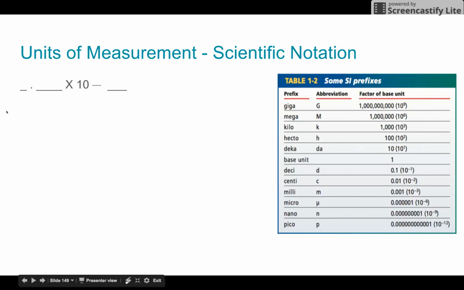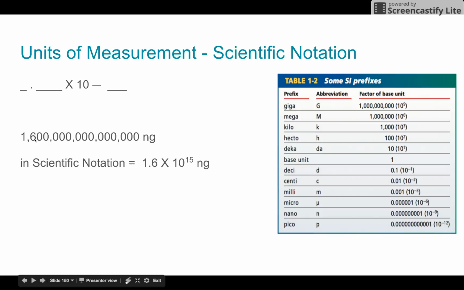So when we're doing scientific notation, this is the general format. We're going to have something, point something, times 10 to a power, and then don't forget your units. So here's our example from before, our long number. In scientific notation, it'd be 1.6 times 10 to the 15, because our decimal, which started here, is now going to go after the 1. We always want to have one number in front of the decimal when we're using scientific notation. So we'll go 1, 2, 3, 4, 5, 6, 7, 8, 9, 10, 11, 12, 13, 14, 15 places. So we get 1.6 times 10 to the 15.